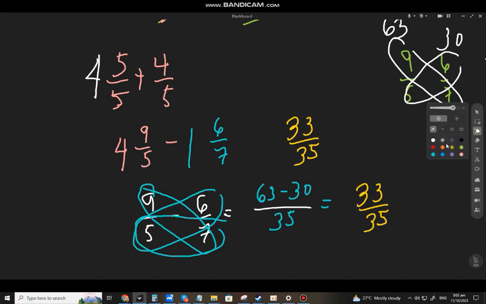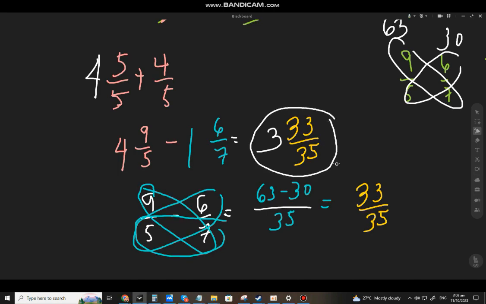We put the equal sign. And 4 minus 1 is 3. So the answer is 3 and 33 over 35. That is already the final answer.